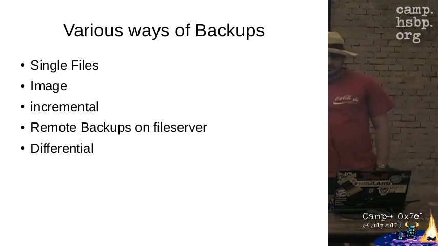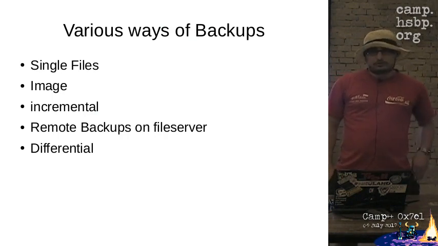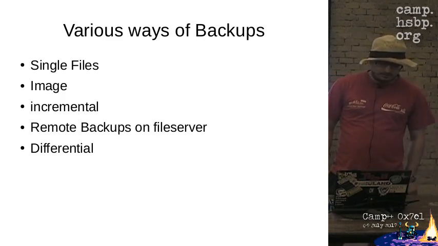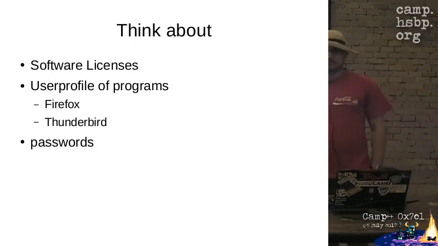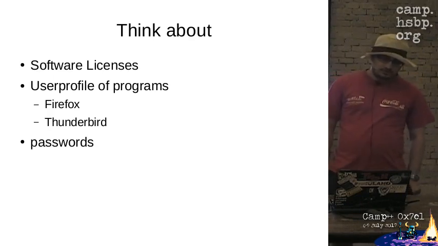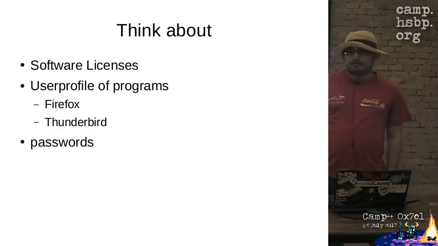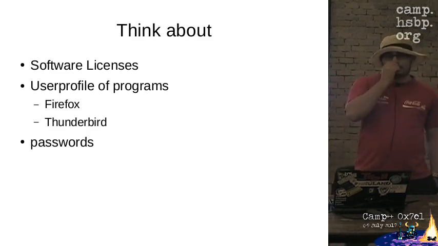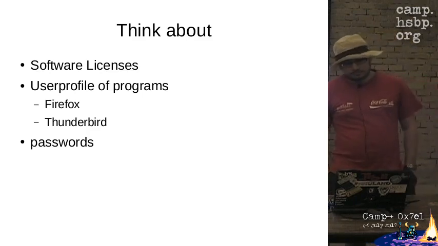You can back up single files. You can make a whole image of the hard disk. You can use incremental backups, which don't need a lot of space. You can make remote backups on a file server, differential backups. What you should watch out for is that you have some place where you put your software licenses. You should check out the user profiles of the programs, like where is your Firefox profile folder, where is your Thunderbird profile folder or your Outlook folder. In Windows, they're often in hidden directories, so you should watch out for this if you back up single files.